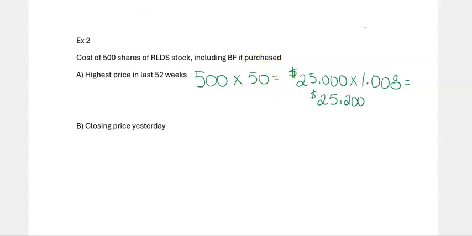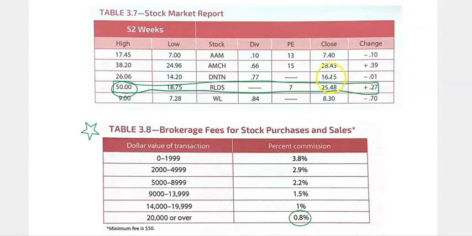The next thing I need to do is find out how much it's going to cost if I bought it at the closing price yesterday. So let's take a look at that table again. Instead of buying it at the highest price of $50 a share, we're going to buy it at $25.48 a share. It should have been just this one circled there.